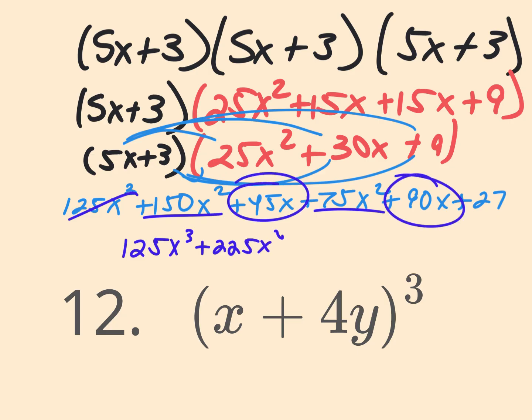45 and 90. How much? 135x. It's just the first power. There you go. And then you have plus 27.